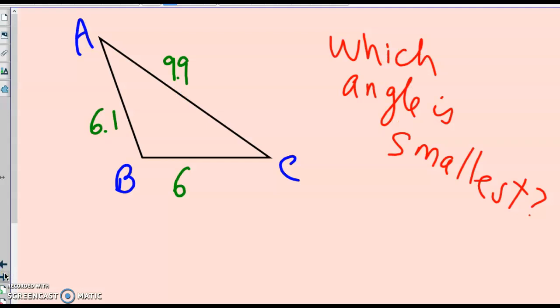All right, looking at this one, which angle is the smallest? Well, now I can kind of use the converse of what we just said. If I know that this is the shortest side, then the angle across from it is going to be the smallest angle, okay? So just like we saw in the last example, smaller angles are across from shortest sides.